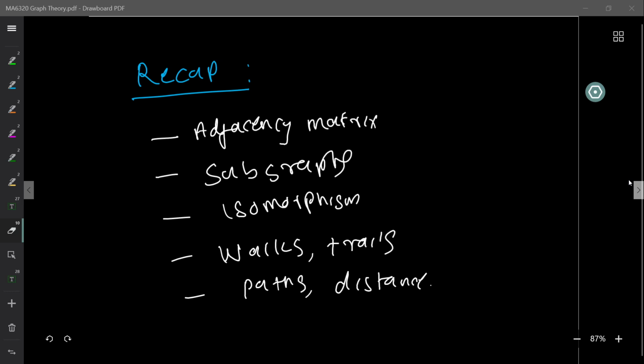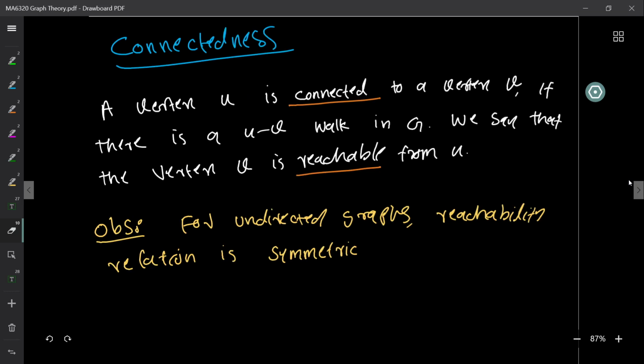So when is a graph said to be connected? A vertex U is said to be connected to a vertex V if you can find a walk from U to V. If there is a walk between U and V, then we say U and V are connected in the graph. Another way to say this is that the vertex V is reachable from the vertex U.